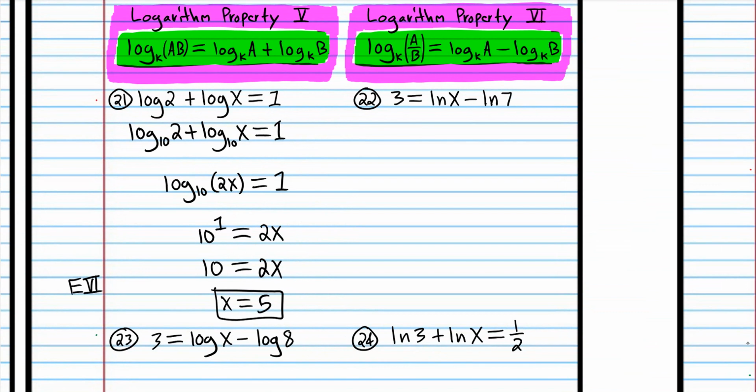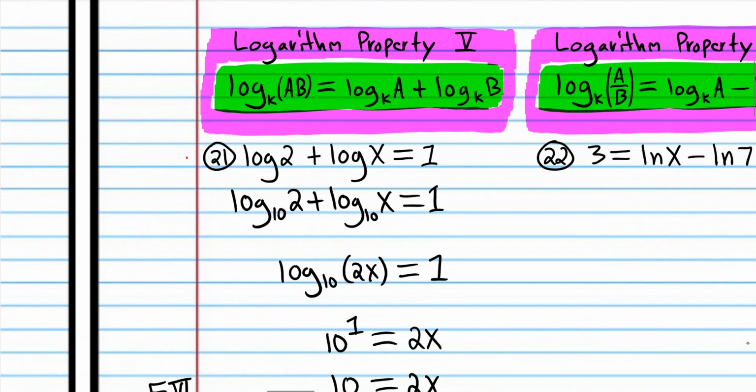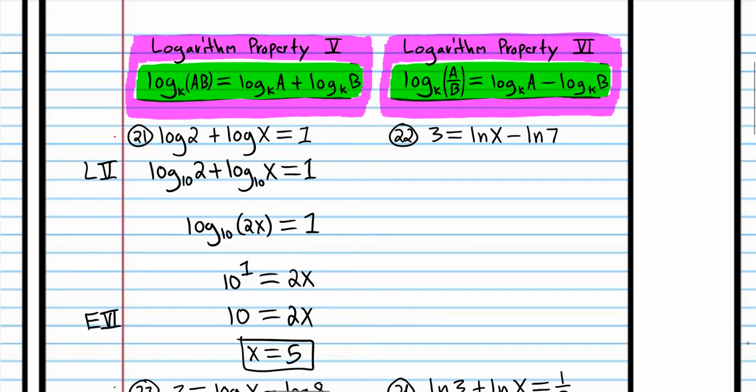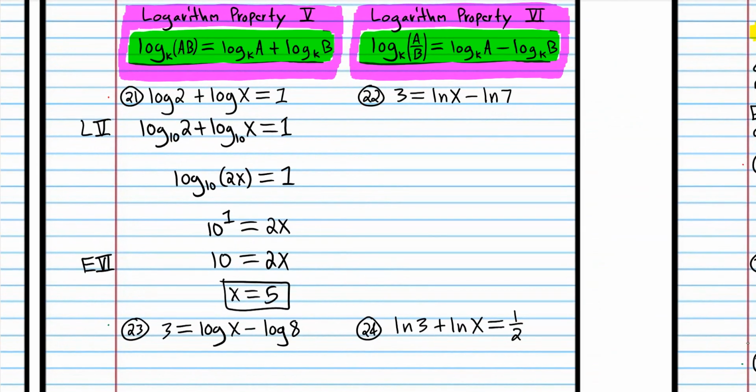So again, we have to use some of these logarithm properties that we learned in previous classes. And by the way, I forgot to write the logarithm property. Let's go ahead and write L for logarithm property, and then Roman numeral 5, logarithm property 5. Okay, let's try number 22 before you try one of these on your own.